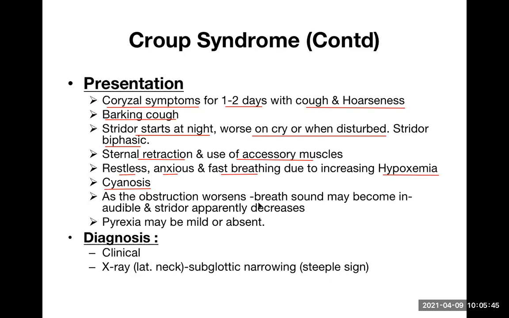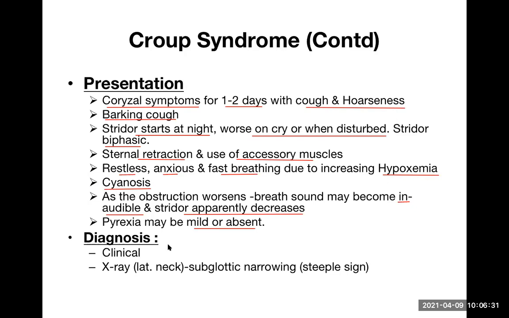As the obstruction worsens, breath sounds may become inaudible, and stridor apparently decreases. Now, this is not a good sign. This is the worst scenario. We should not be happy. You might think, I am not hearing stridor anymore, so maybe the baby is getting better. It is the opposite thing actually here. See this. When the obstruction worsens, the airways are clamping down. So there is no movement of air inside. That's why breath sounds become inaudible and stridor also decreases in intensity. Pyrexia may be mild or absent in case of croup because it's a viral infection. So these are the presentations.